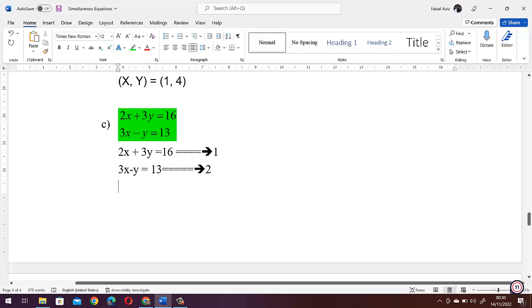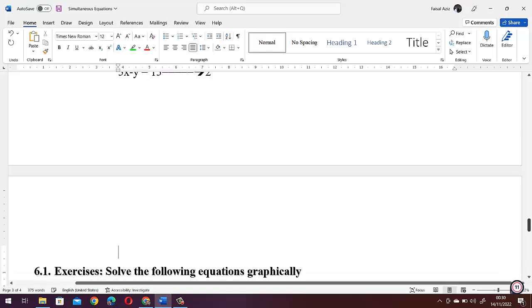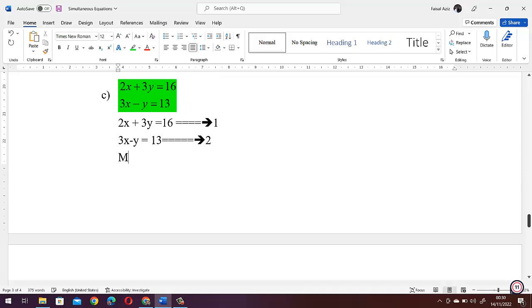Now here you can see in equation number 1 the variable y has a coefficient 3, and in the second equation it is -1. So I'm going to cancel variable y. What we can do is here I'm going to write: multiply equation 2 by 3 and add both equations.